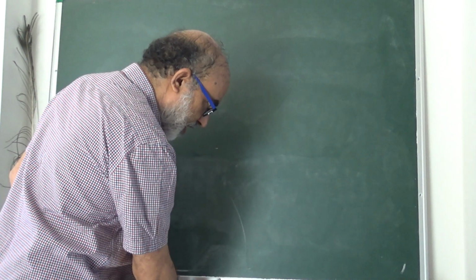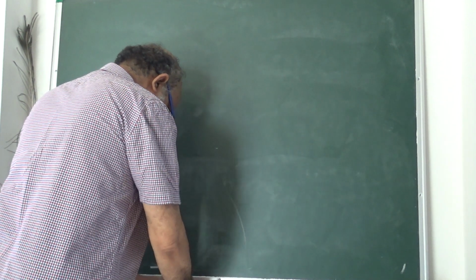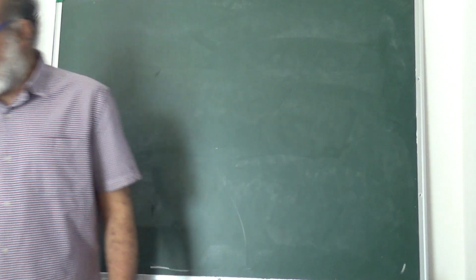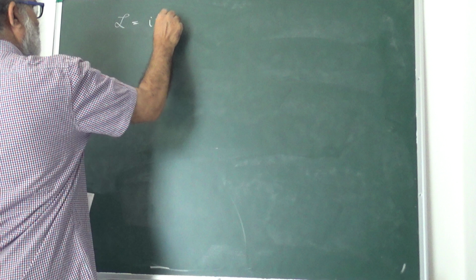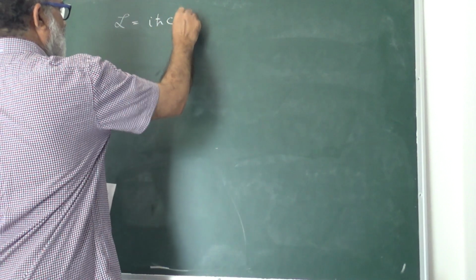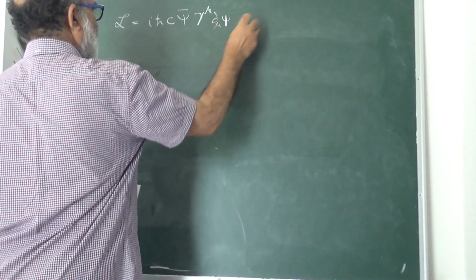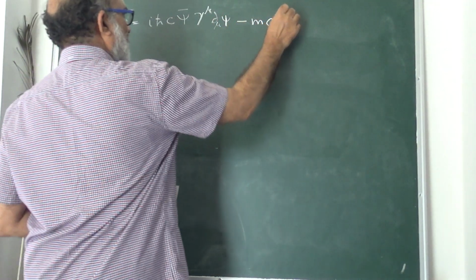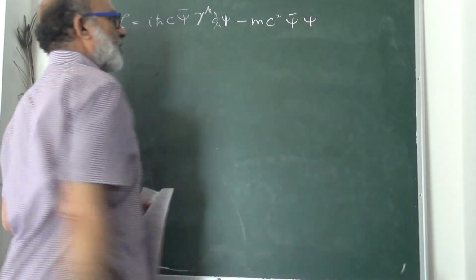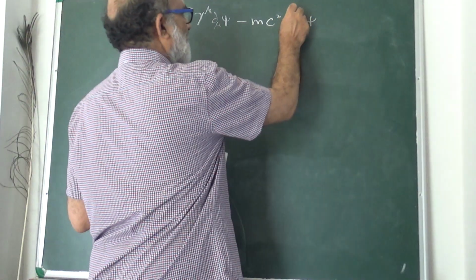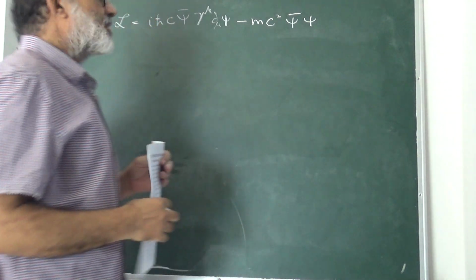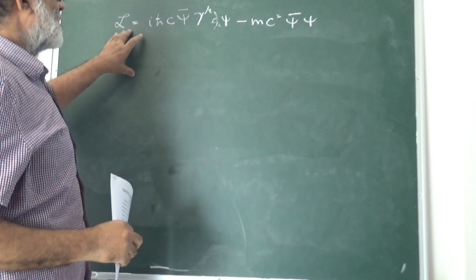Yesterday, in the last class, we discussed the Lagrangian for fermions, which comes about as i ħc ψ-bar ... minus mc². This we have derived, and we found that this is the Lagrangian for the fermion field.